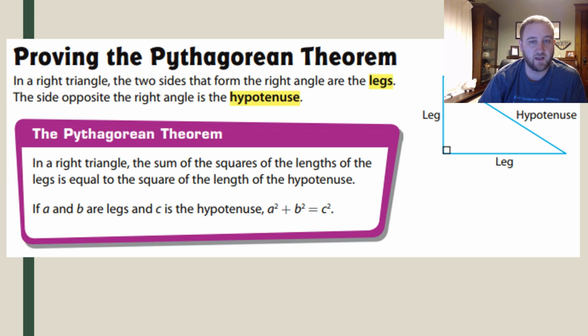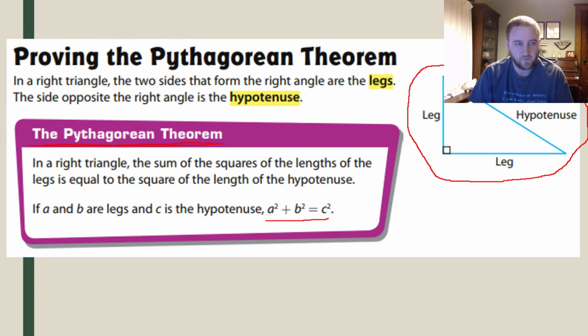First thing I want you to do is write down this diagram and this formula, and title it the Pythagorean theorem. It says, in a right triangle, the two sides that form the right angle are the legs. You can see in the triangle, we've got this leg and this leg. Together they form this right angle. The upright and the bottom side of the triangle are called the legs.